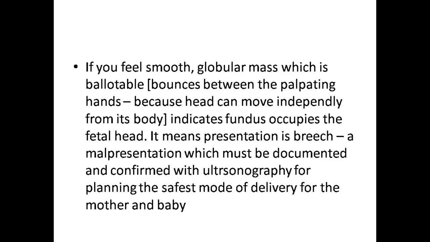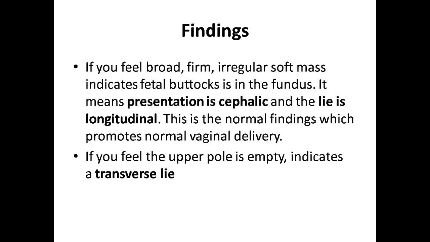Okay, so if you are feeling the smooth globular mass which is moving from one hand to the other, that indicates the head is present in the fundus. If the head is present in the upper part of the uterus, then obviously the lower part of the uterus contains what? The buttocks. That indicates breech presentation, which you consider as one of the malpresentations. If you are feeling a firm, broad, irregular mass, that indicates the fundus contains the buttocks. In the sense, the lower part of the uterus contains the head, which you consider as the cephalic presentation.